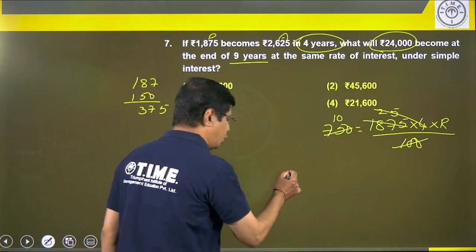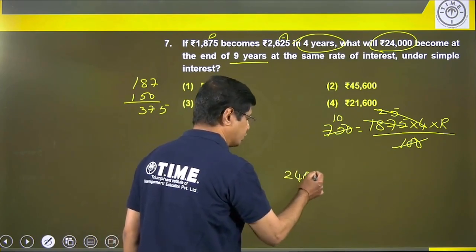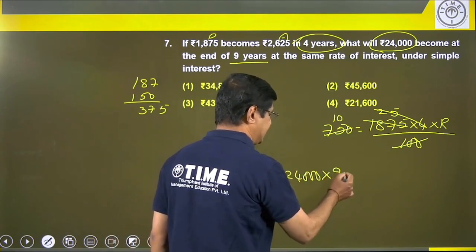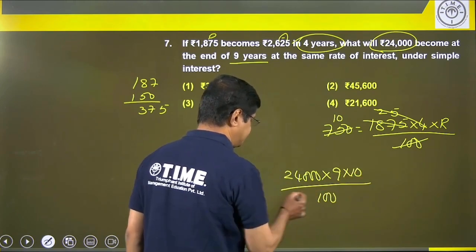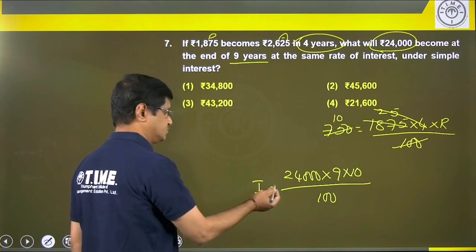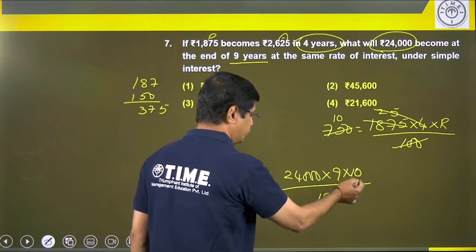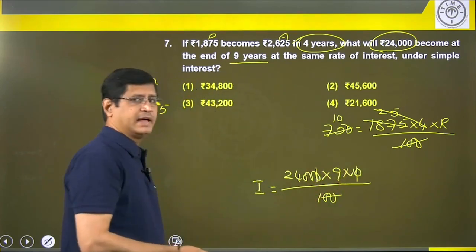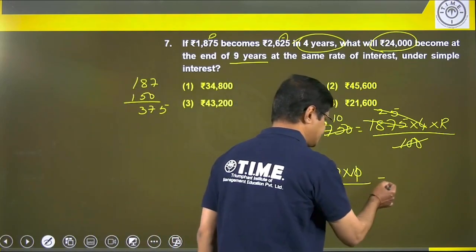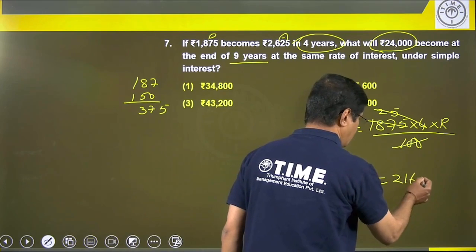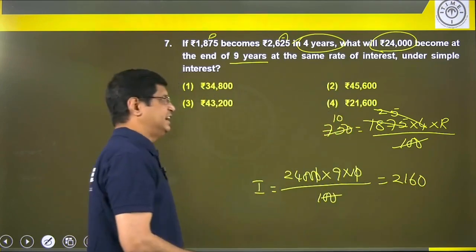Now 24,000 over a period of 9 years at a rate of 10% per annum. What is the simple interest? Simply solving this, 0 and 0 get cancelled. Now 9 times 24, that is 216, so 2160, that is the interest value.